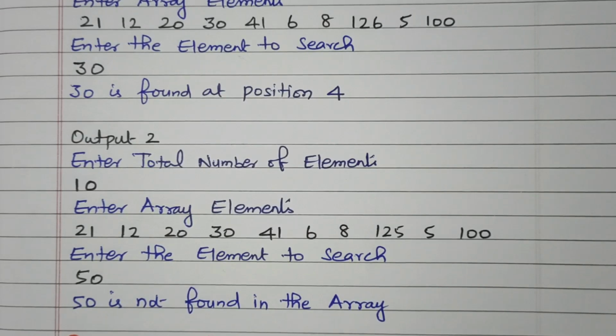So in this program, we verified whether the given element is available in the array by using a single dimensional array. By using the for loop, we verified one by one. We have the logic: we have one variable found, which is equal to 0. If the element is available, then we make found equal to 1. So found equal to 0 means not available. Found equal to 1 means it is available in the array.